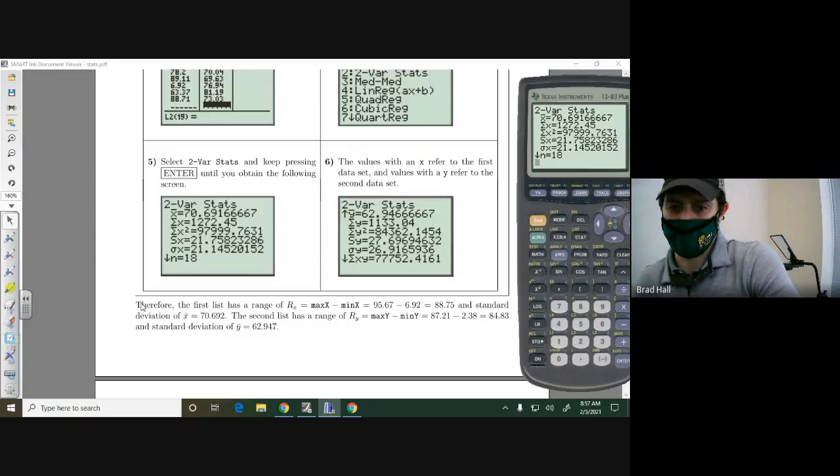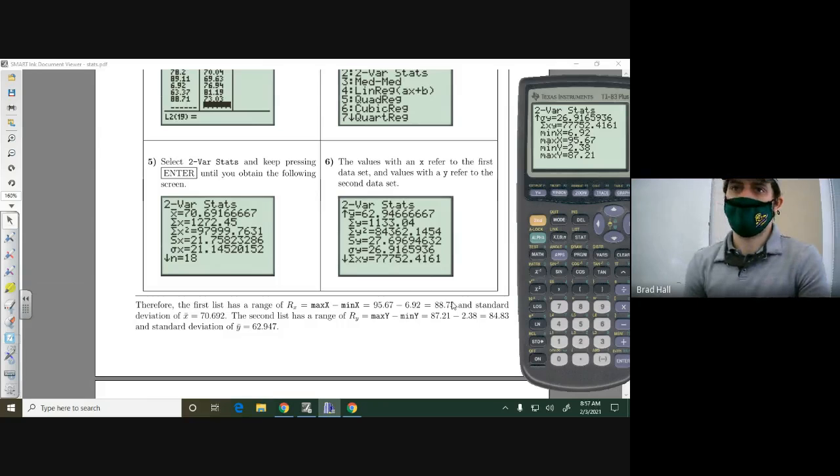And so as I wrote down here, the range of X, remember, we're not given the range immediately, we have to figure it out. But they do give us the max and the min. So notice the max is 95.67 and the min is 6.92, and that's exactly what I have written down at the bottom of the notes here.